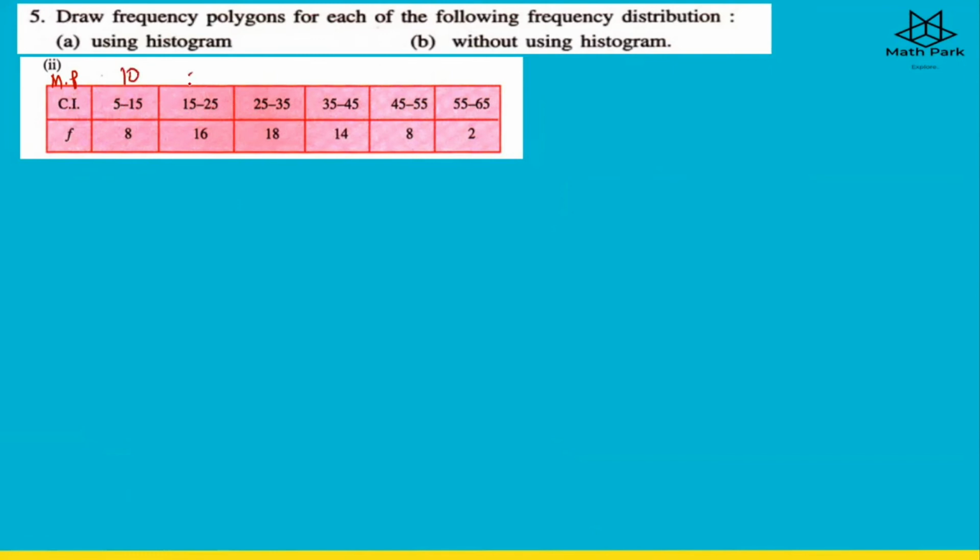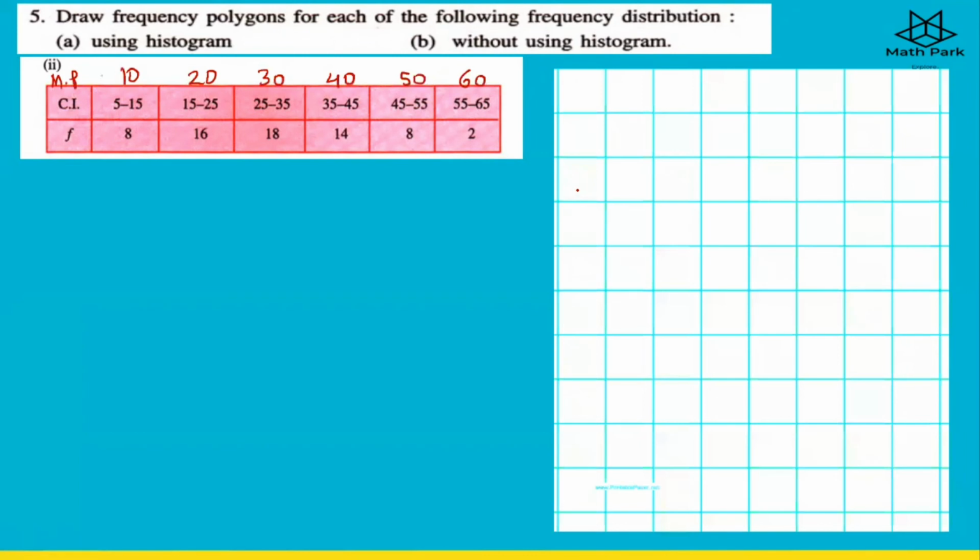15 to 25, the midpoint is 20. 25 to 35, the midpoint is 30. 35 to 45, the midpoint is 40. 45 to 55, the midpoint is 50. And 55 to 65, the midpoint is 60. Now we take our graph, and on the graph we draw the x-axis and y-axis. So this is our y-axis and this is our x-axis. So where x-axis and y-axis meet, this is our origin.